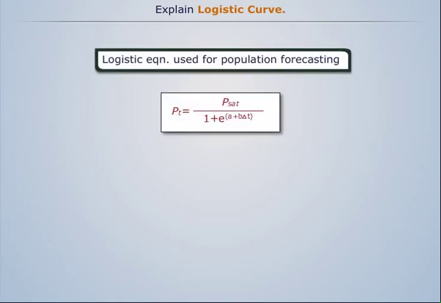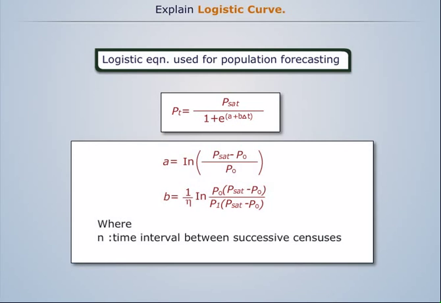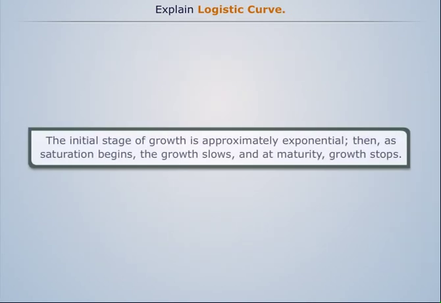The form of logistic equation used for population forecasting is as shown, where A and B are constants and n is the time. The nature of this curve can be described as approximately exponential in initial stage of growth. Then, as saturation begins, the growth slows, and at maturity, growth stops.